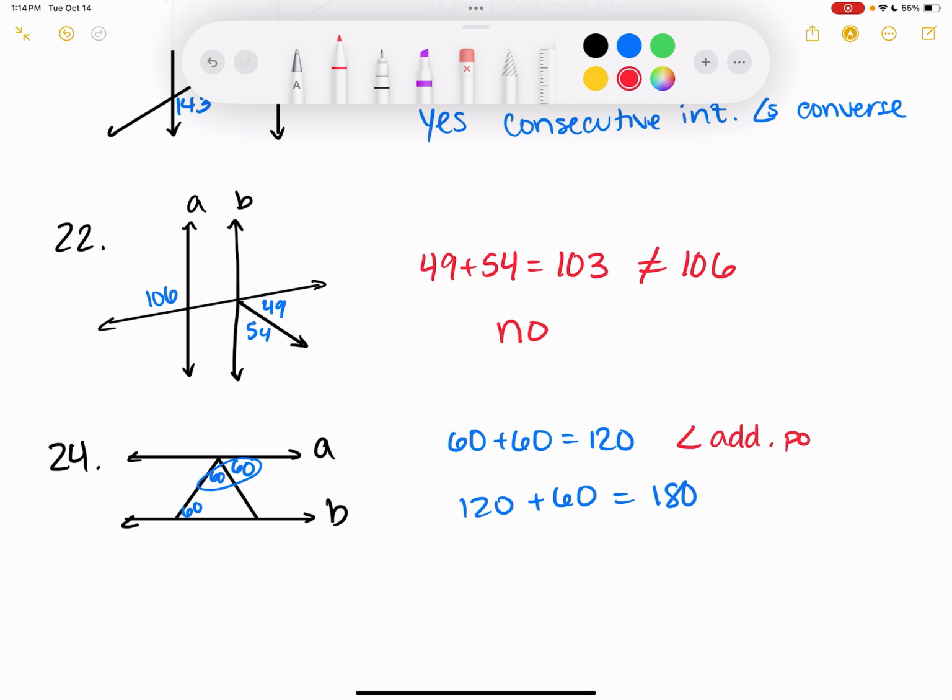So this one requires two things. And then down here, consecutive interior angles converse. So this one required two things to be able to get there. So some of them, not many of them, but a few of them may require you to actually do two steps instead of just one to get there.